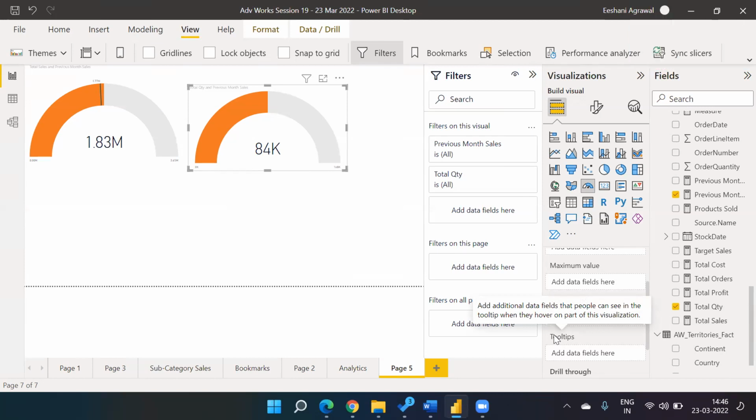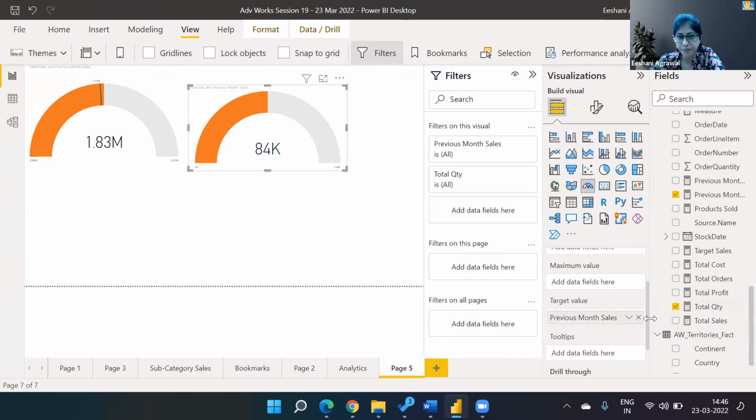And value is total quantity, right? Now the next step is, instead of the gauge chart focusing on the total quantity, I wanted it to focus on the last month of my data.